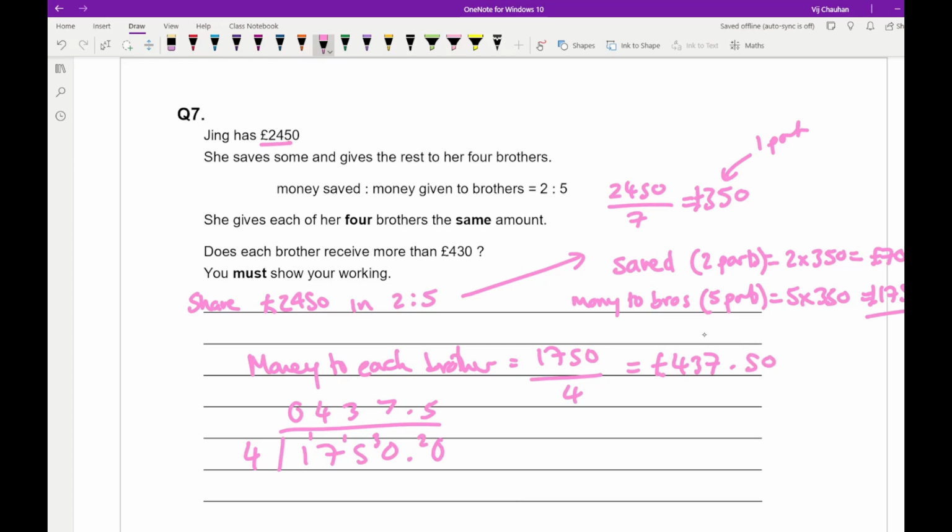So the question's asking not how much does each brother get, but does each brother receive more than 430? So the answer then is yes. And you could just then say as 437.50 is greater than 430.